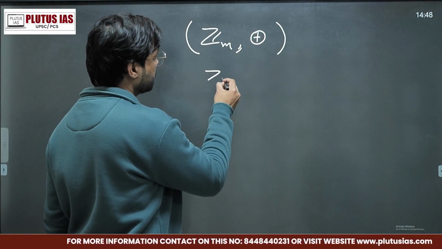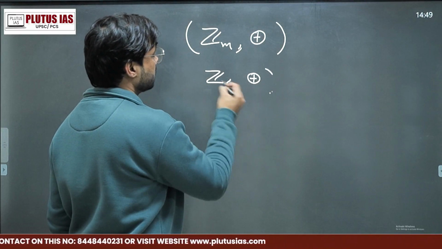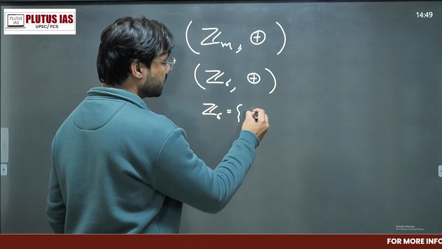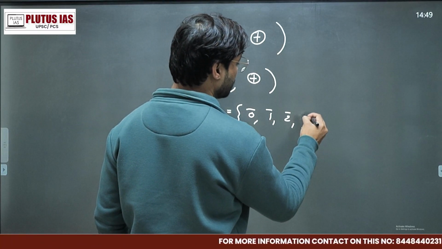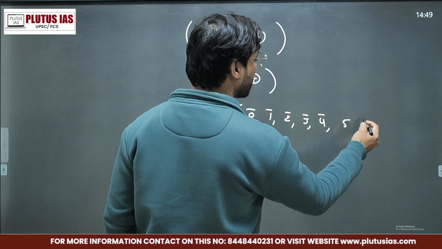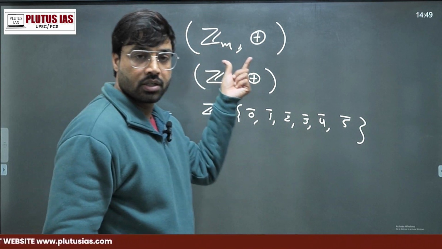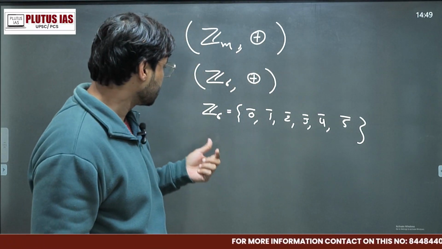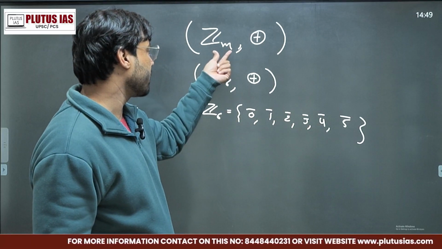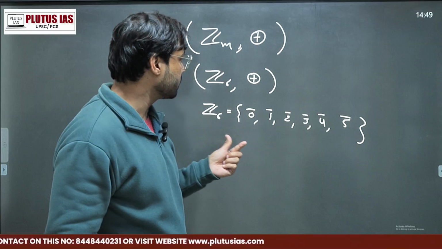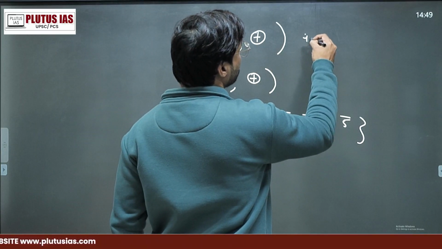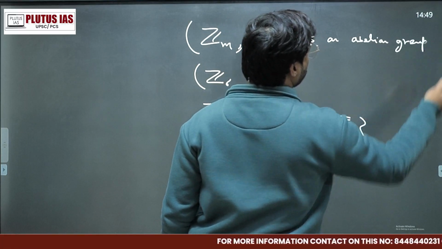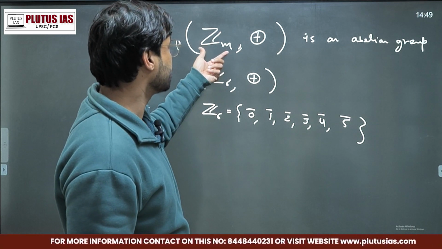For example, Z6. What are the elements of Z6? We know about it. The elements of Z6 are the classes 0, 1, 2, 3, 4, and up to 5. In general, in ZM there are M elements, which are 0 bar, 1 bar, 2 bar, up to M minus 1 bar, and these are called the residue classes modulo M. In this case, residue classes modulo 6. We know this is an abelian group.